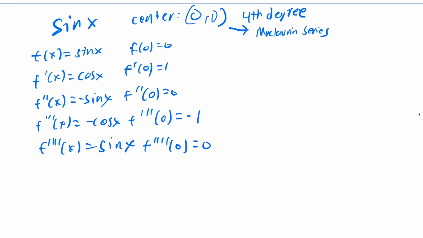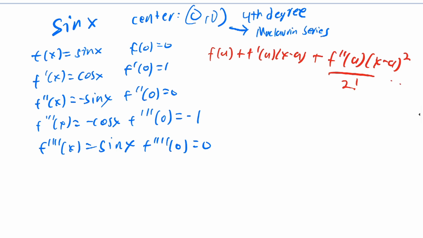So with the formula, remember, it's f of a plus f prime of a times x minus a over 1, so not really over anything, plus f double prime of a times x minus a squared over 2 factorial and dot dot dot. You get it.